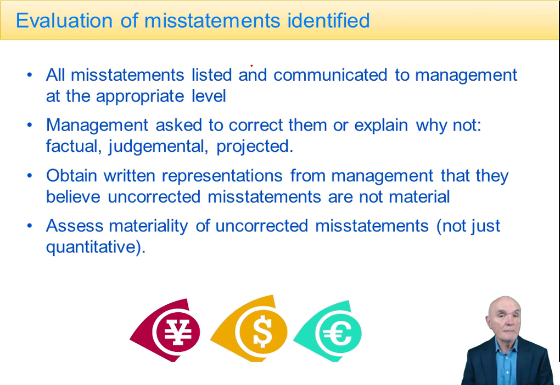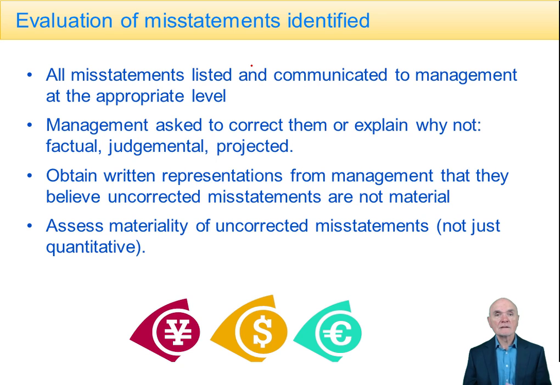And when we're asking management to correct errors, there are three types of errors. First of all, it can be a factual error. Something has just been added up incorrectly. Why wouldn't management choose to correct that? Management really doesn't have much of an argument for saying no.